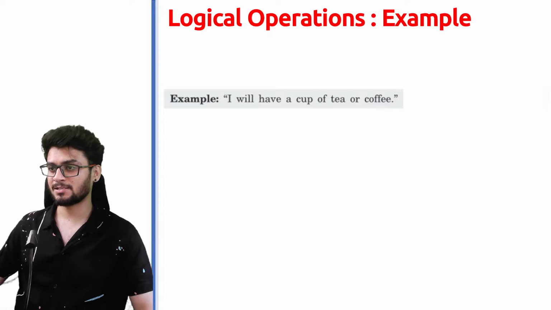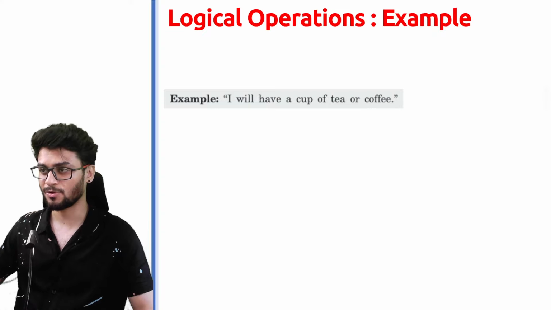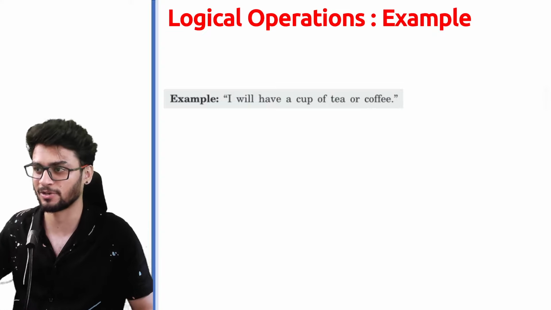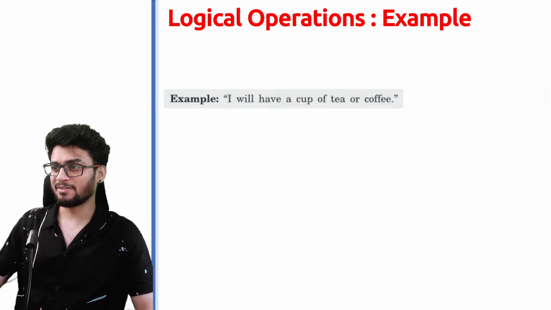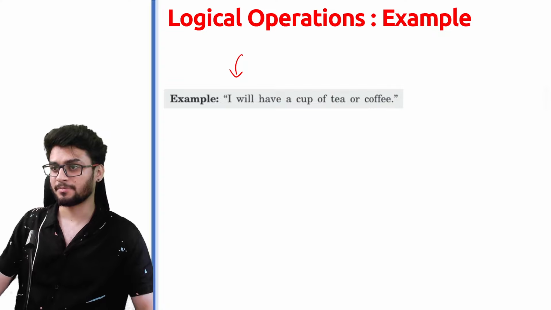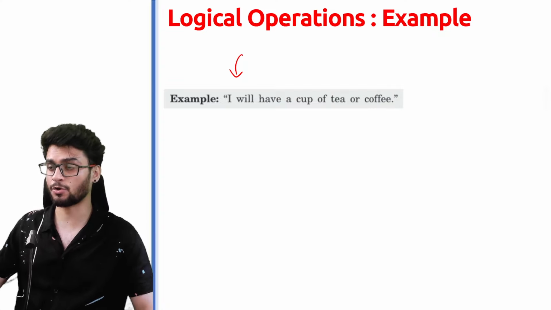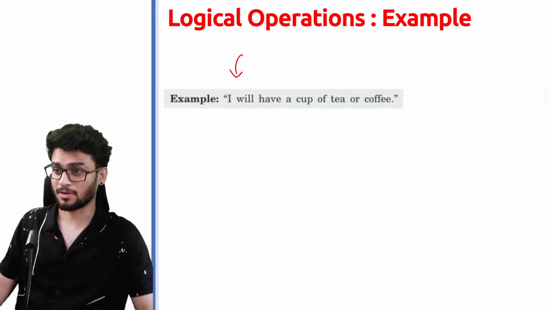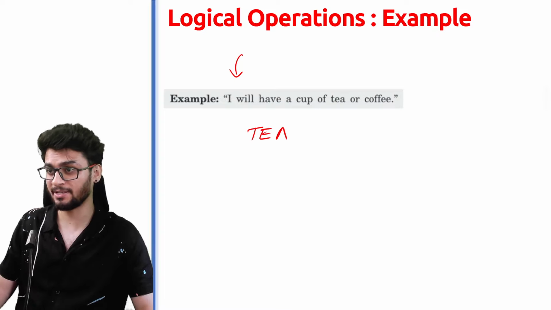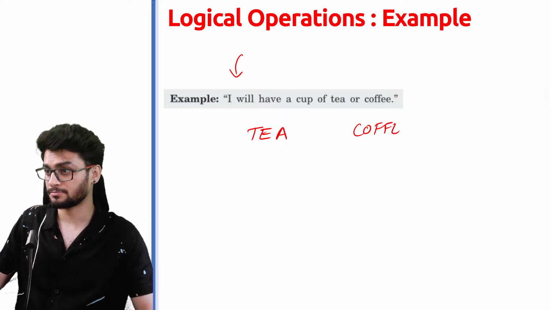Let's imagine it's Saturday and you're going out to have a cup of tea or coffee or maybe ice cream or maybe a pani puri if you like. So you might have options there. So for example, in this question, the statement says, I will have a cup of tea or coffee. So either you are going to have tea ya fir aap coffee lene wale ho. ठीक है, आपके पास दो ऑप्शंस हैं.